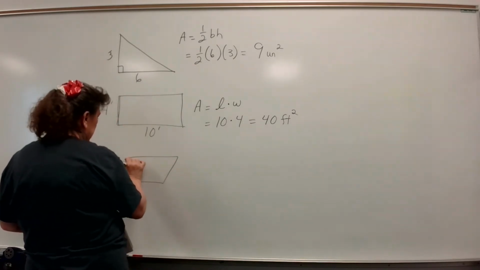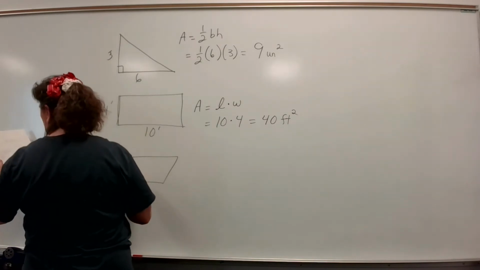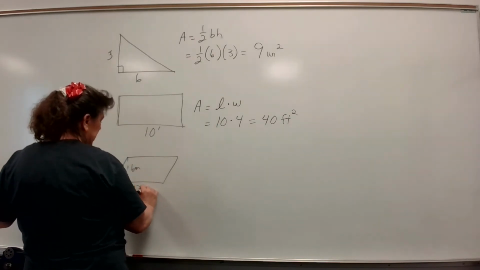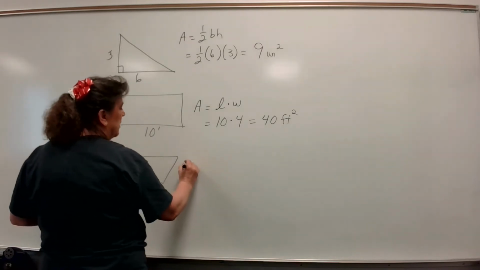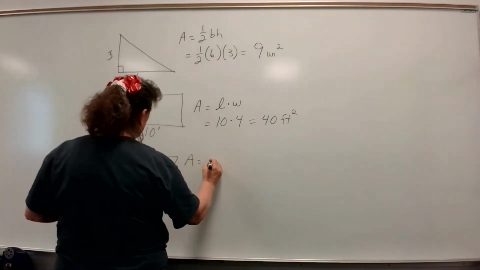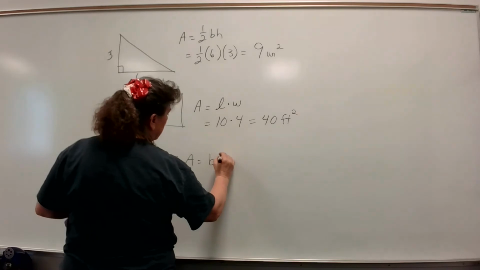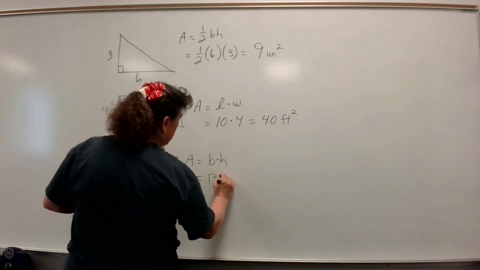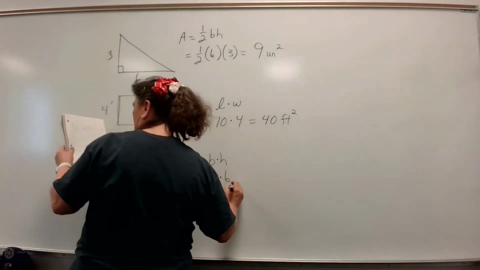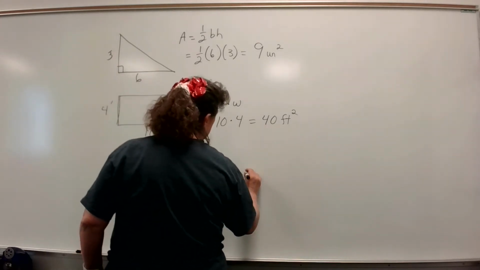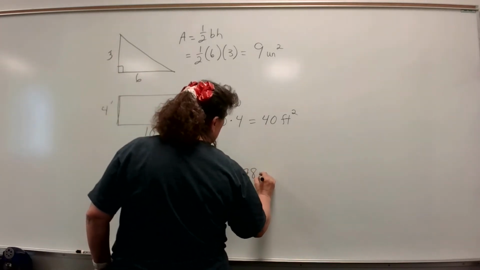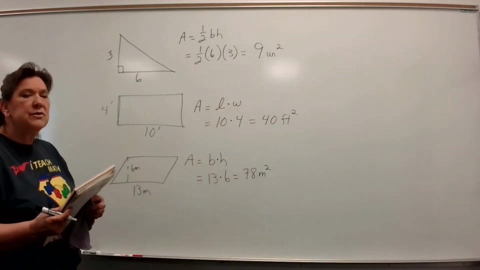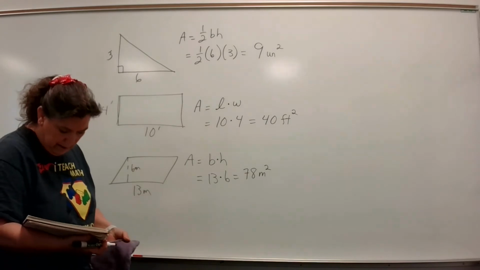A parallelogram, and it has a height of 6 meters and a base of 13 meters. Remember, the area of the parallelogram is base times height, so this would be 13 times 6, which is going to equal 78 meters squared. Okay? So those are basic shapes.